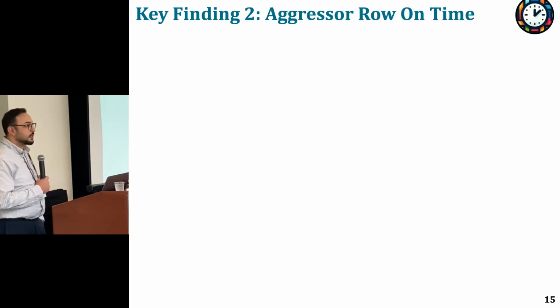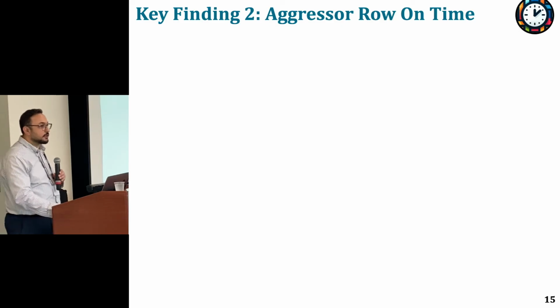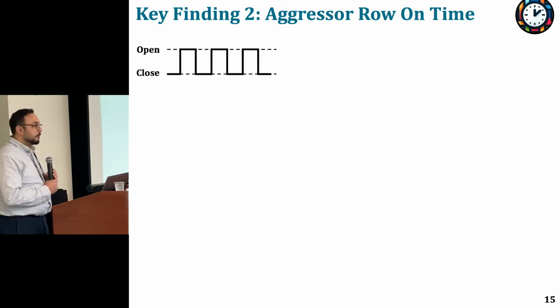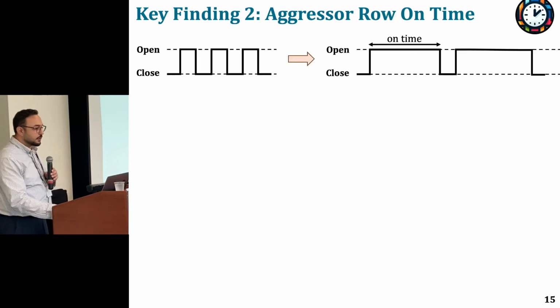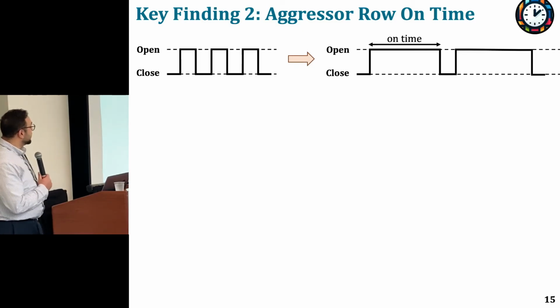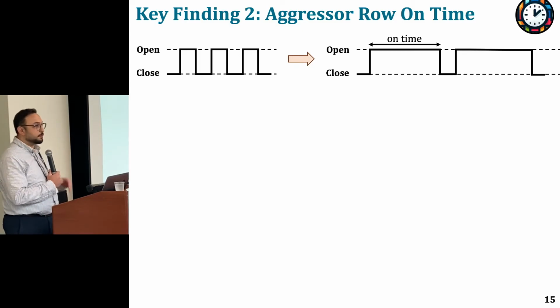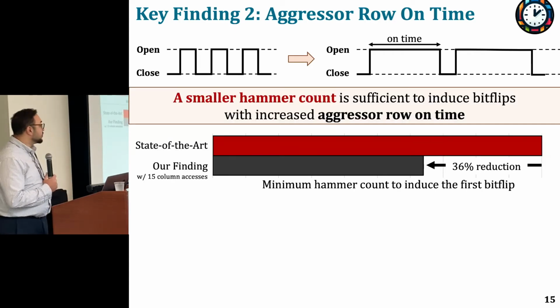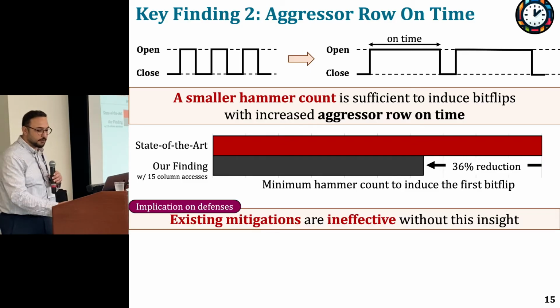The second key finding is about the access patterns. In particular, we look at the aggressor row on time. Before our study, the worst-case known access pattern was to open and close DRAM rows as frequently as possible, with the minimum delays in between activations. Now what we do here is that once we open a row, we keep it open for some time longer than the minimum allowed time. And by doing so, we observe that we can significantly reduce the number of hammers or activations that is needed to induce the first bit flip.